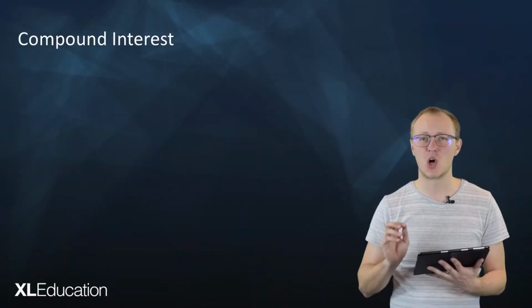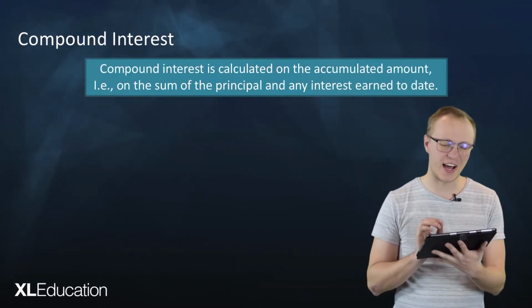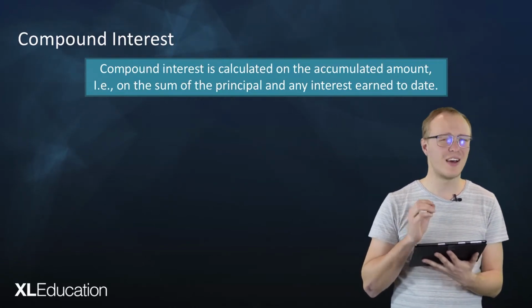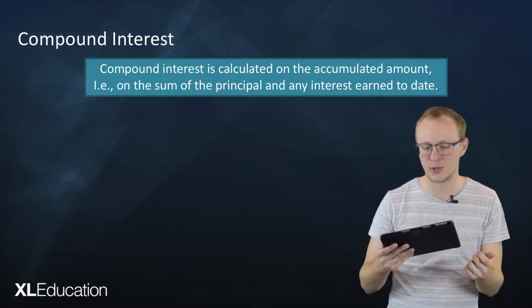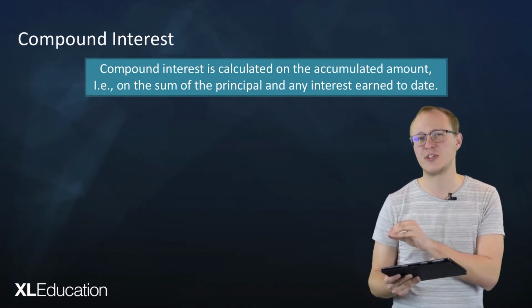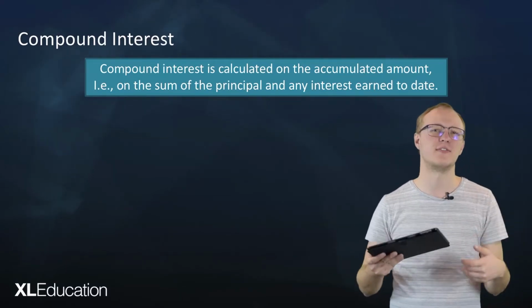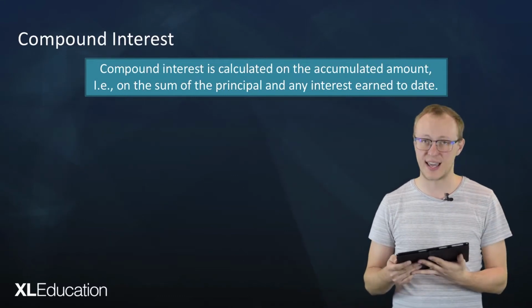Let's talk about compound interest. Compound interest is calculated on the accumulated amount. In other words, it is calculated on the sum of the principal and any interest earned to date. So the principal plus any interest that you've got at the time that you calculate interest again.